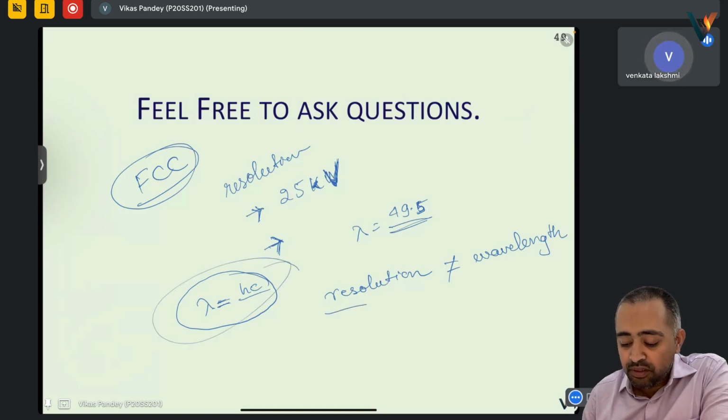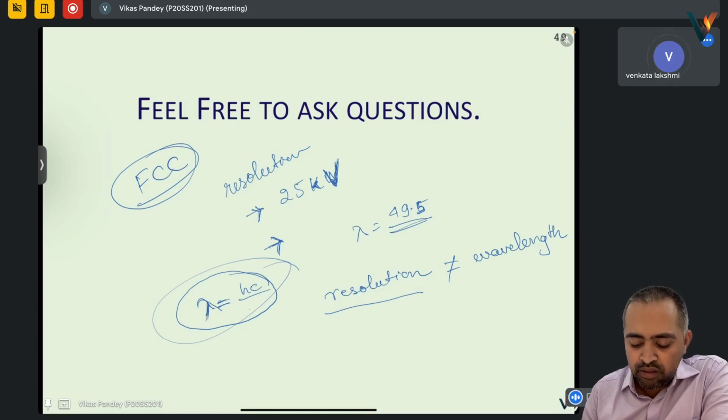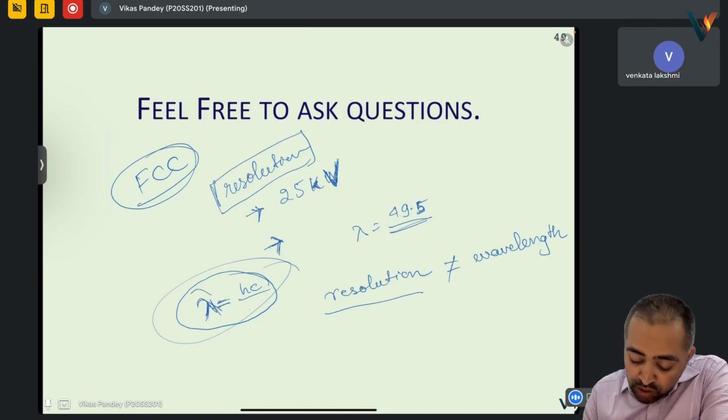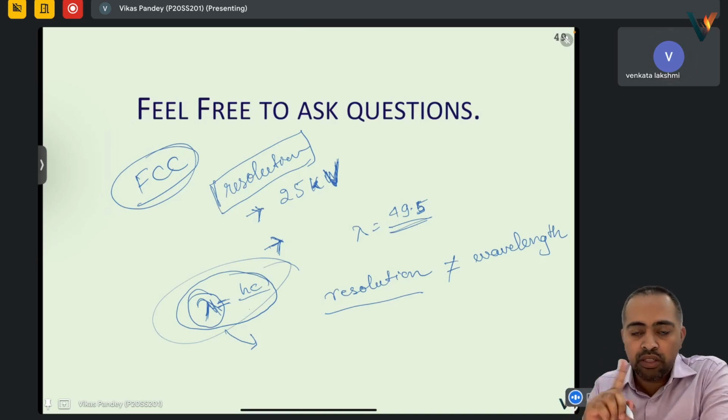No, sir. Hc by m. I think that is the mass of the electron in the denominator. I am telling Hc divided by... That is there in the question, in the material itself, sir. But the question is about the resolution. Yes, sir. Once you have found the wavelength, that equation is for finding the wavelength. But after that, you have to get the resolution of the E-beam lithography, right?